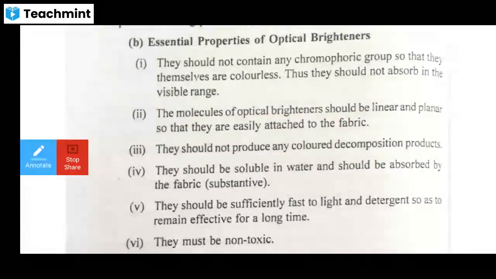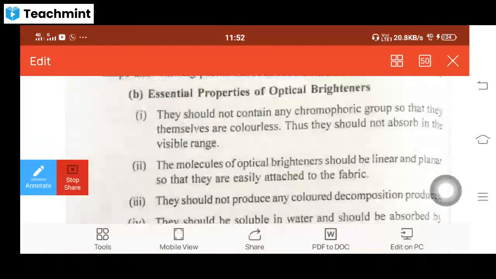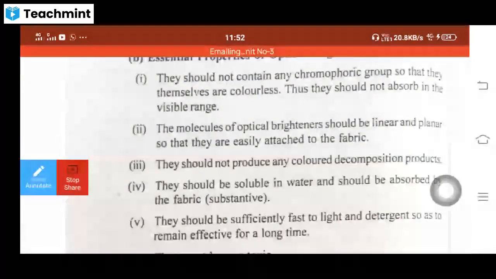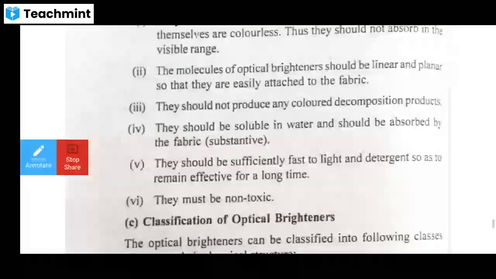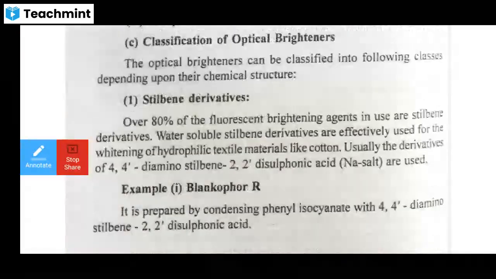So what should be the essential properties of optical brighteners? Some of the properties I will tell you. They should not contain any chromophoric group, so that they themselves are colorless. The molecular optical brightener should be linear or planar. They should not produce any color. They should be sufficiently fast to light and detergent so as to remain effective for a long time. They must be non-toxic. Non-toxic is the most important part if we are dealing with human beings.